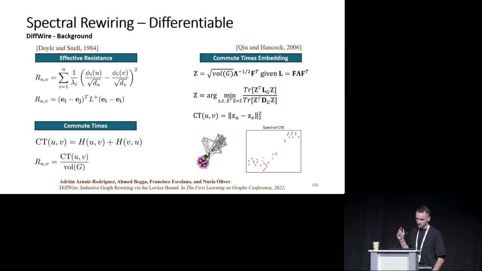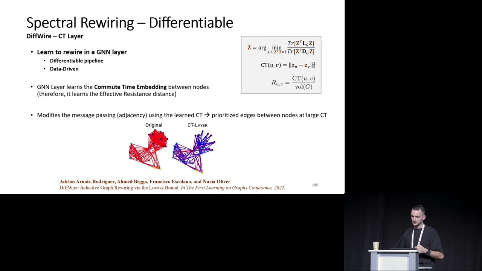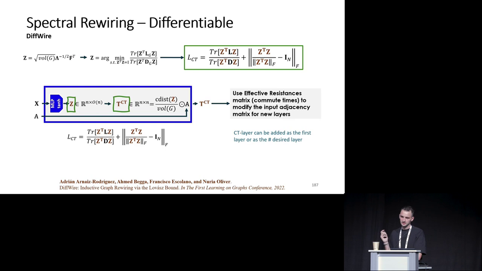Also, one spectral rewiring approach that we presented at LoG a couple of years ago with Ahmed, Francisco, and Nuria. The idea is to learn, Ameya has talked about the resistive embedding, which is the commute times embedding. It's an embedding of the nodes where the Euclidean distance is the commute time, which is the effective resistance, actually, of the graph. So the idea is basically that we can learn that rather than pre-compute it and put it in the message passing layer as node features. The idea is to create a GNN layer that learns that.